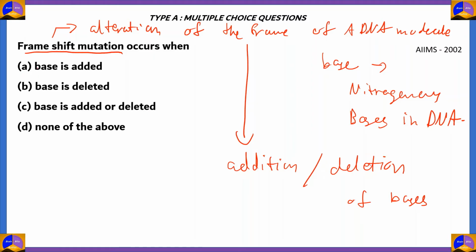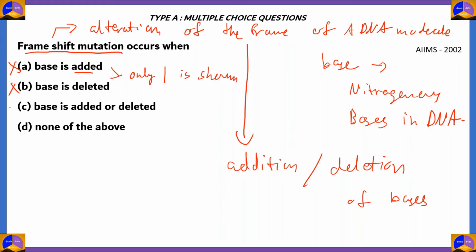Option A, base is added. So it says that only when base is added, we say that it's a frameshift mutation, which is incorrect because both addition and deletion can occur. The same excuse applies for option B. So here, in both of these, only one of the two events is shown. So both options are incorrect.